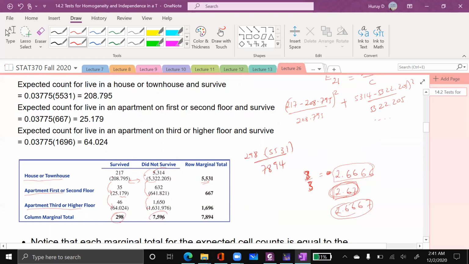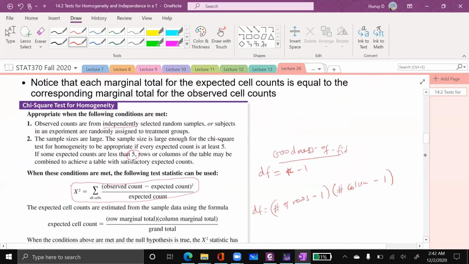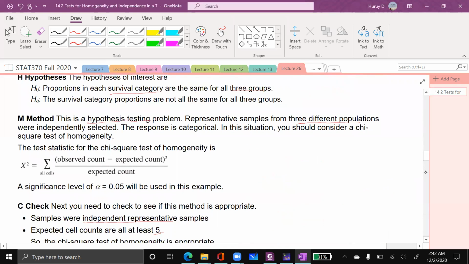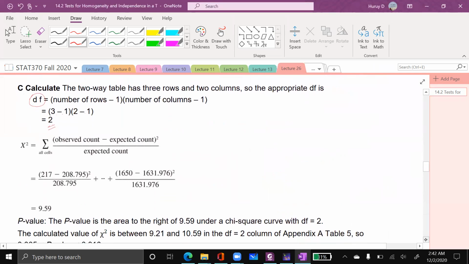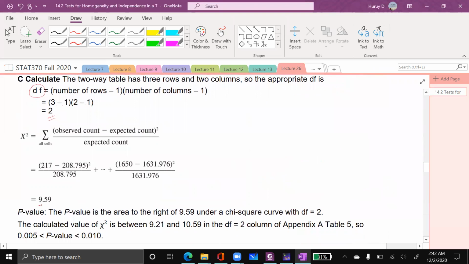So for each of them, how many summations do you have for this one? 2, 3, 4, 5, 6. You don't need them for the totals. Okay, it's only this one. So we do this, and then we find the chi-square, and the answer is 9.58.